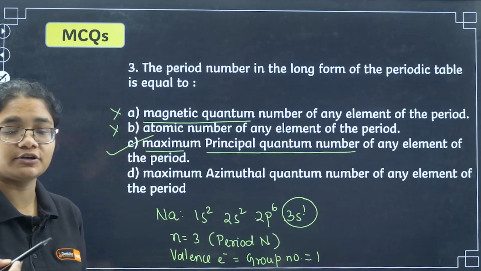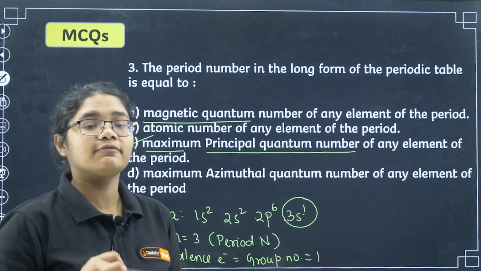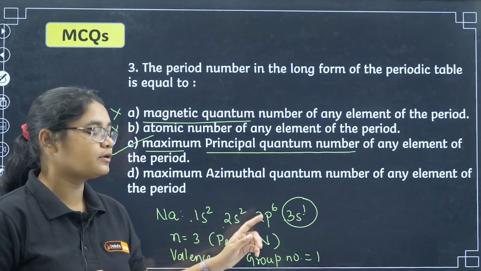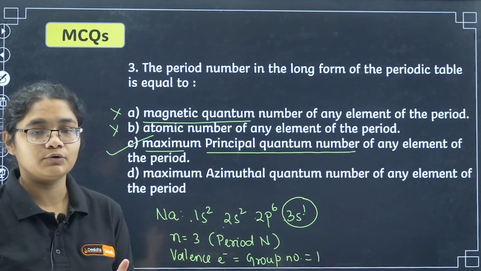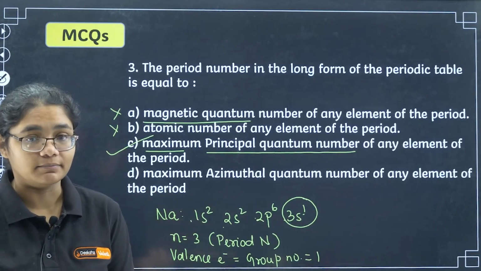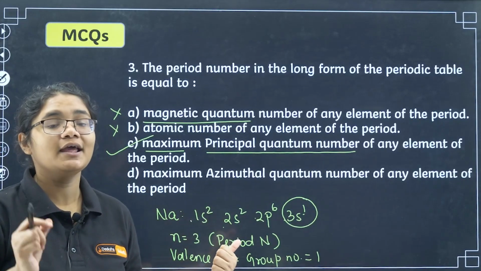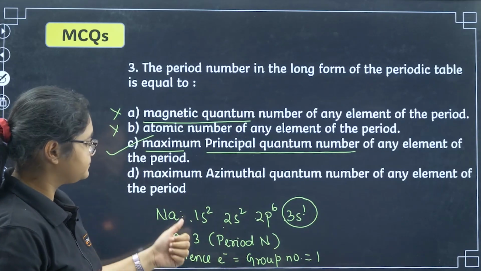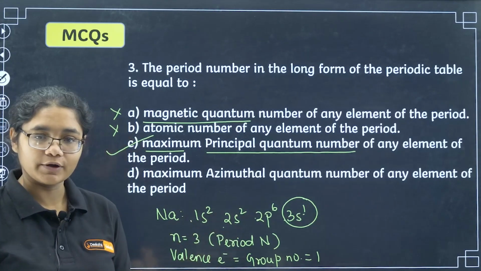If you have studied the structure of atom chapter, there we know there are 4 types of quantum numbers, right? So this 1, 2, 3, 4, these represent the principal quantum number. So the highest value of the principal quantum number in an electronic configuration is equal to what? Is equal to the period number. Okay, fine.